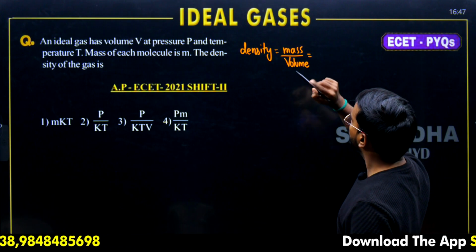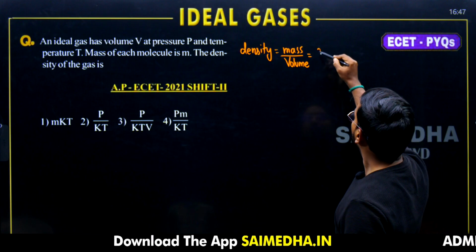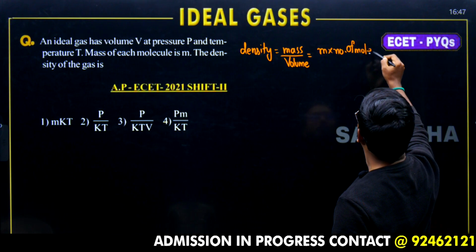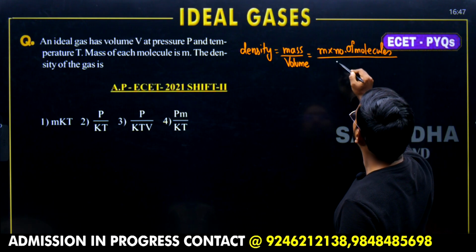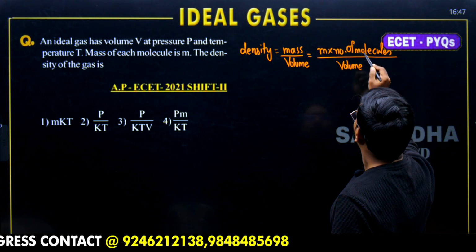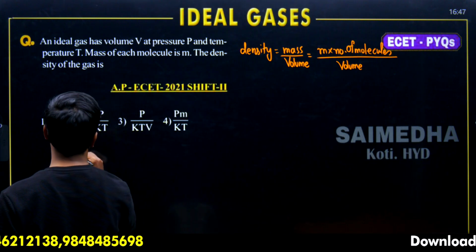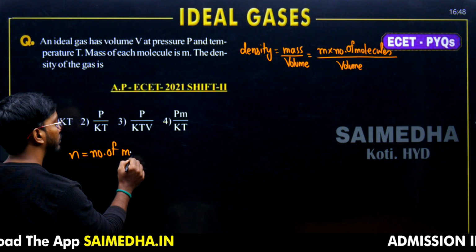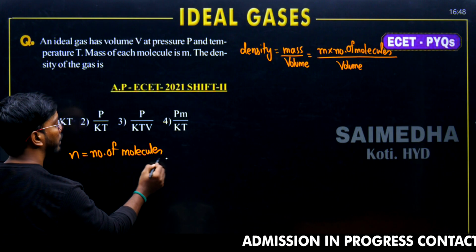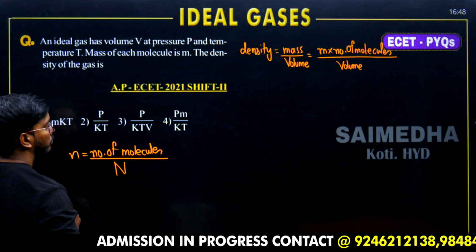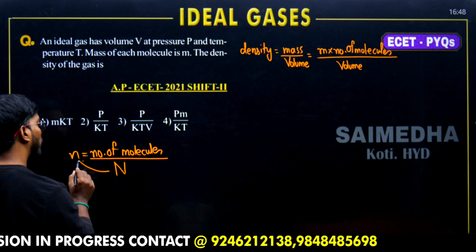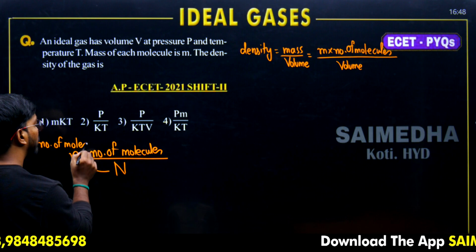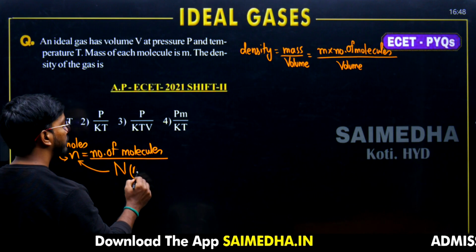Mass of each molecule is m, so total mass will be m into the number of molecules, divided by volume. We know the formula for number of moles. Number of moles is equal to number of molecules divided by Avogadro's number. Here small n is the number of moles, and capital N is Avogadro's number.